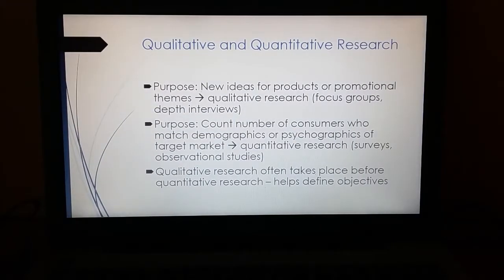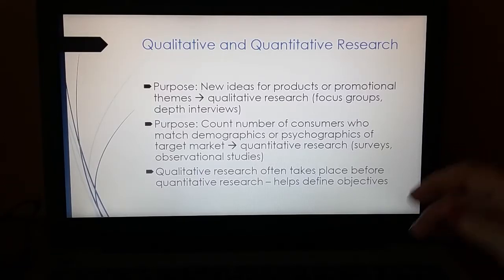So there's qualitative and quantitative research. You can have a couple different purposes of the research. New ideas for products or promotional themes would be qualitative research. Counting the number of consumers would be quantitative research. And sometimes qualitative research takes place before quantitative research, and it helps to define what the objectives are. Qualitative research is understanding what it is that you're trying to find.